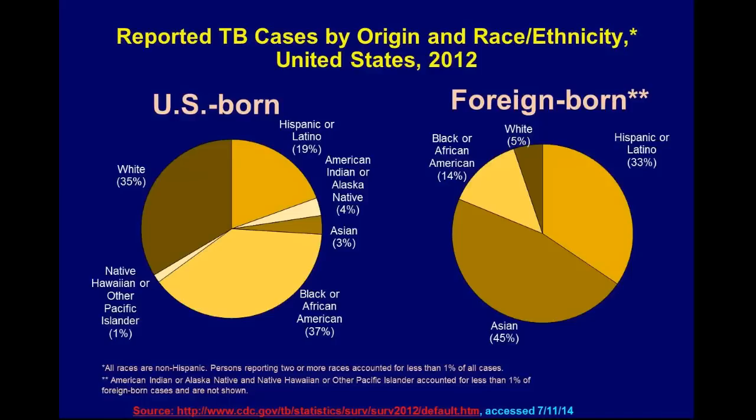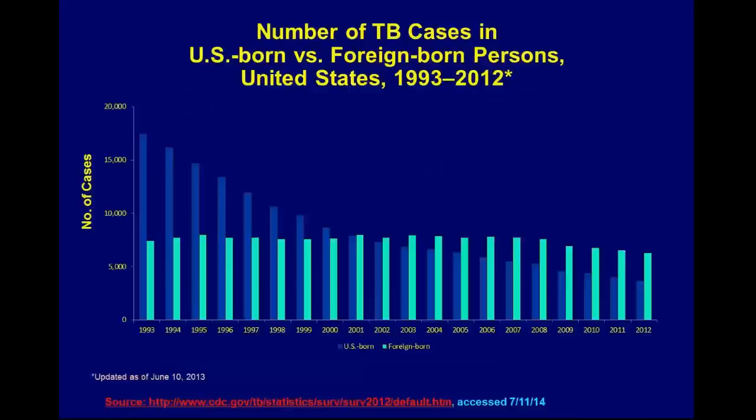So this is the latest data for the United States. As you can see, something happened about 2001 and 2002. Up to then, the majority of cases of TB were our homegrown TB. Since then, the majority of our cases are coming from and are diagnosed in our foreign-born individuals.